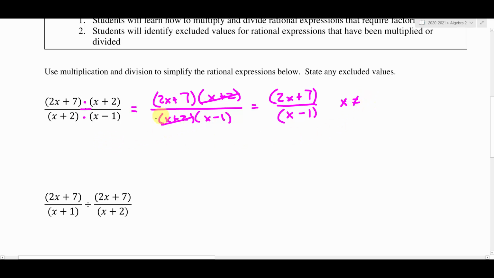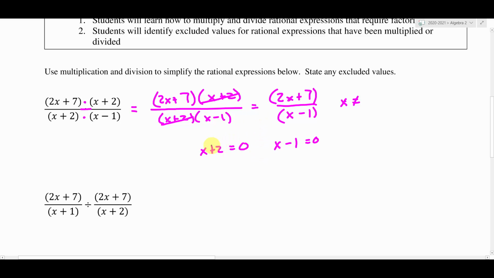We have to go back to before we canceled anything out. You see an x plus 2 and an x minus 1. We have to take each of those factors and set them equal to 0. So I'm going to take x plus 2, set it equal to 0, and I'm going to take x minus 1 and set it equal to 0. The reason that we do that is because you're not allowed to divide by 0. Dividing by 0 is bad.